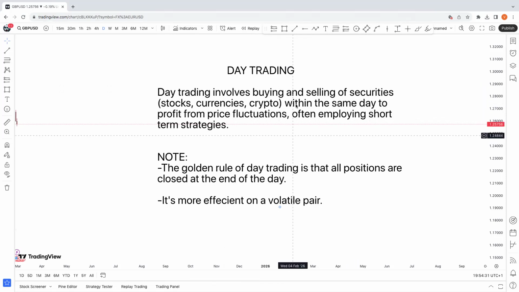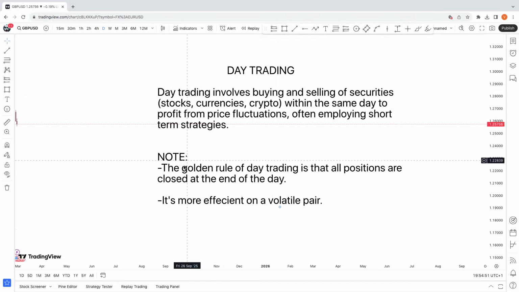Now, what all of this is talking about is your entry into the market and your exit happens within the same day, right? Your entry or your take profit happens within the same day. There is no carrying over trades to the next day and all of that as a day trader, right?